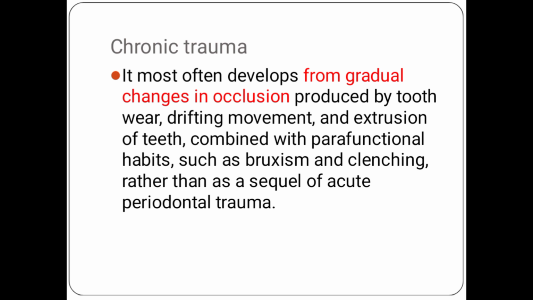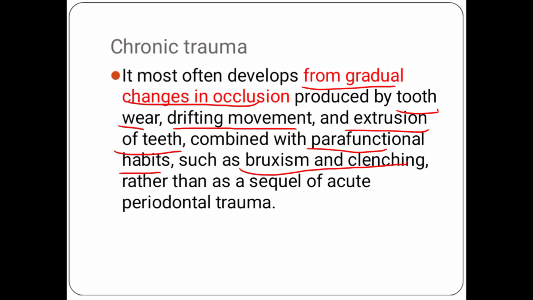Chronic trauma is a gradual change in occlusion, slowly and slowly. It produces tooth wear, meaning attrition, and drifting movement. Drifting movement is when the tooth slowly moves away from its normal position. Extrusion means when the teeth come out of the socket partially or completely. With this, you have parafunctional habits like bruxism and clenching. These are not a sequel of acute trauma, meaning they are not a result of acute trauma.